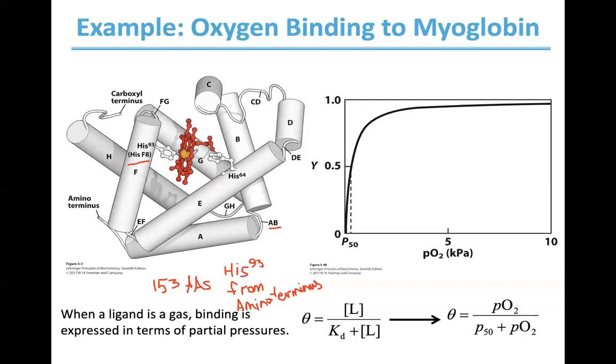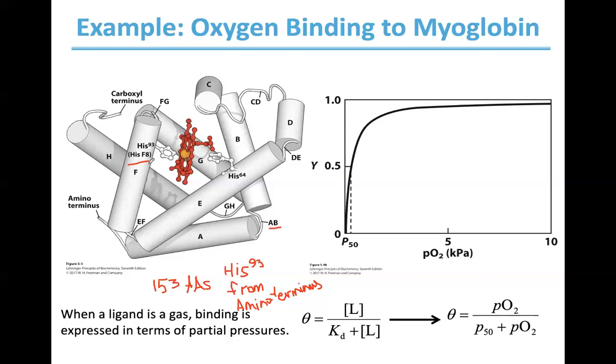Can you explain what you meant by histidine is F8? So I told you there are 8 alpha helical segments in myoglobin, and each of them is given a letter: A, B, C, D, E, F, G, H. Right? And so this one is segment F. In this segment, this histidine is the 8th amino acid starting from the beginning of this segment. Thank you.